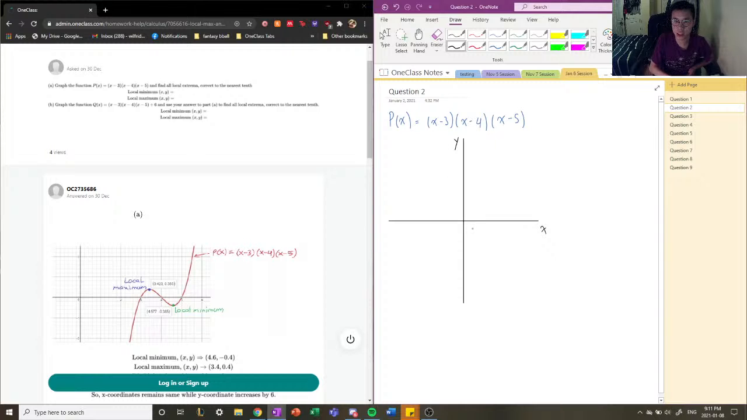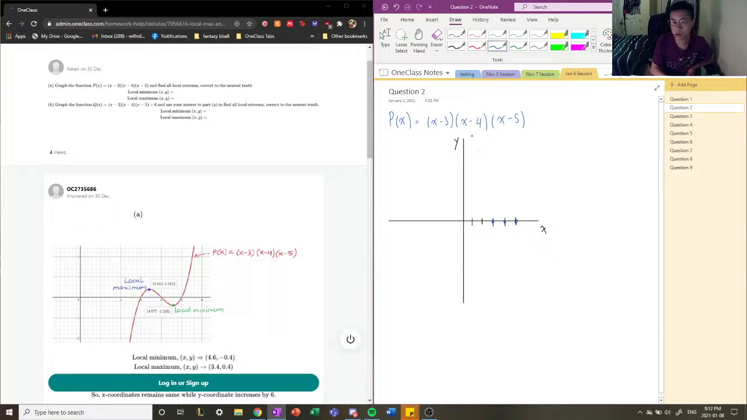So the first zero is x equals 3, so x equals 3 is here. Like 1, 2, 3, 4, 5. So x equals 3 is here, and I'll draw this in. The second zero is x equals 4, and the third zero is 5, right?